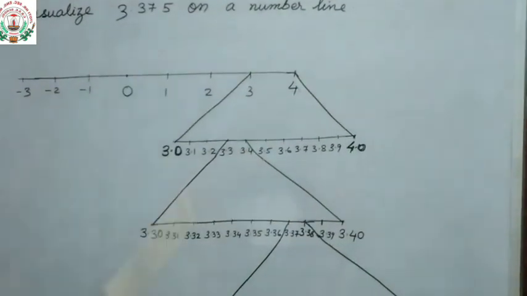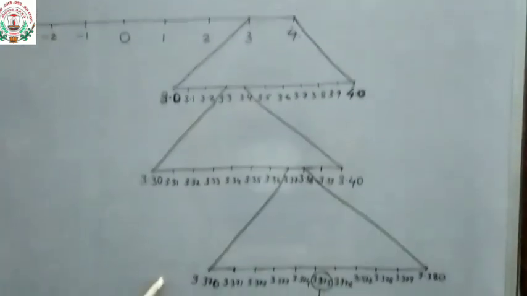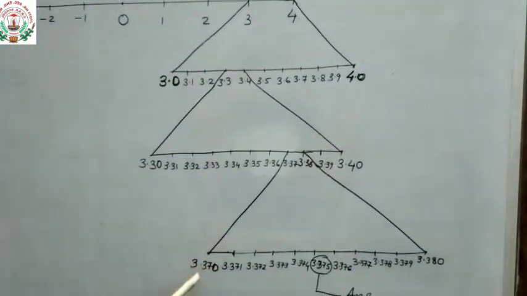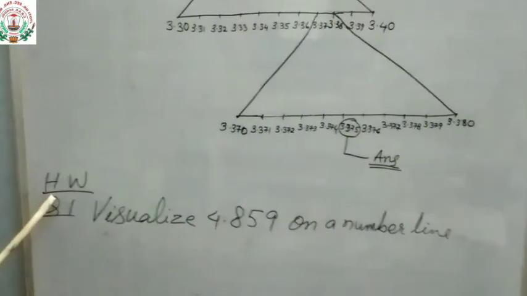Likewise, any real number you can show on a number line. You can visualize like this. Understood, children? These are the steps. You have to draw likewise and show the answer. Okay. So one question I am giving you as homework.